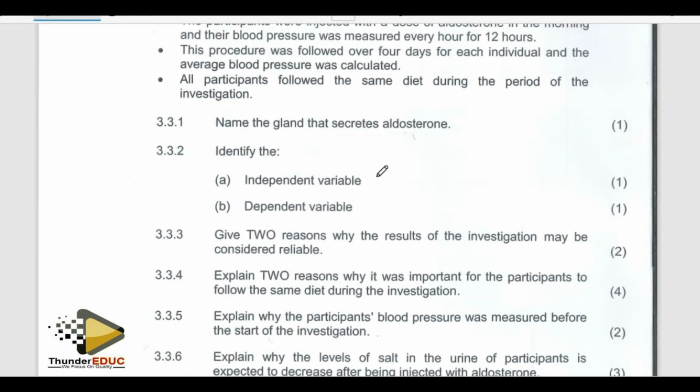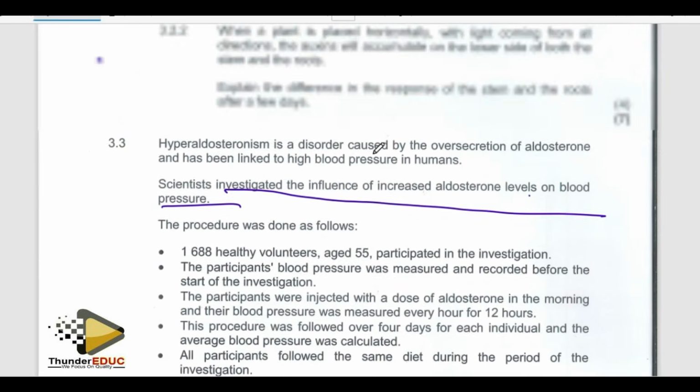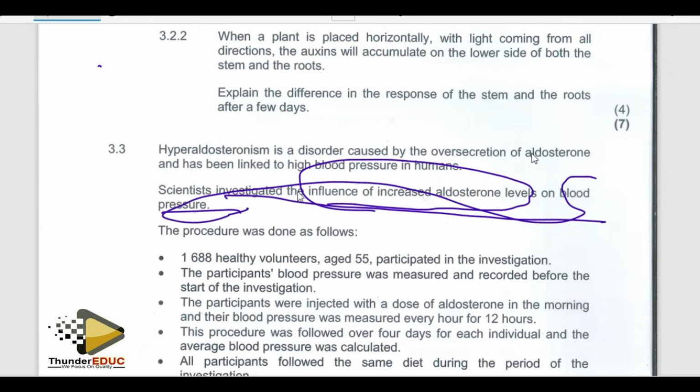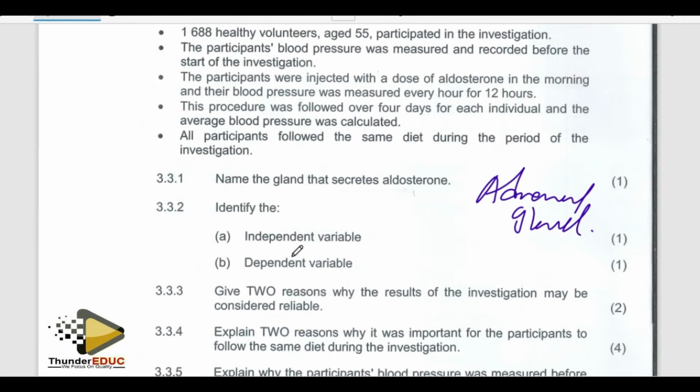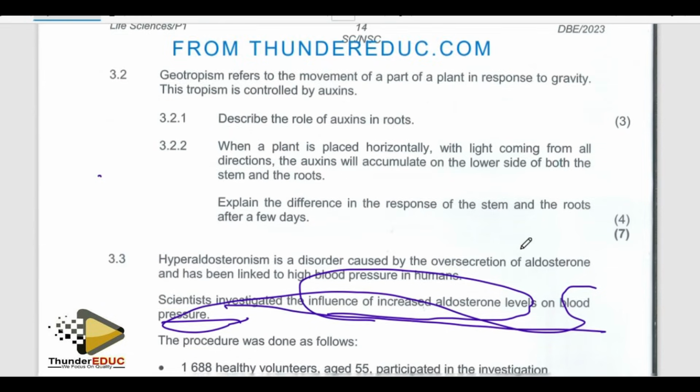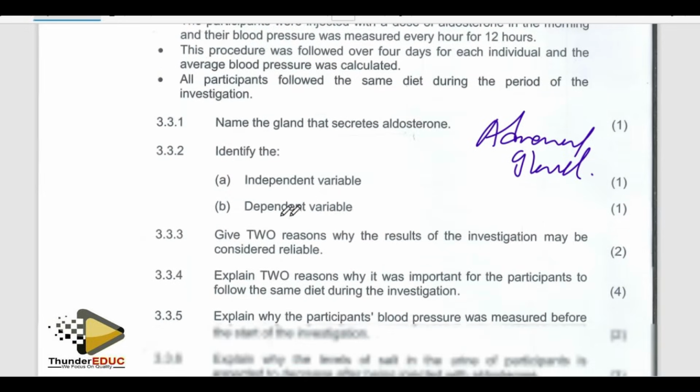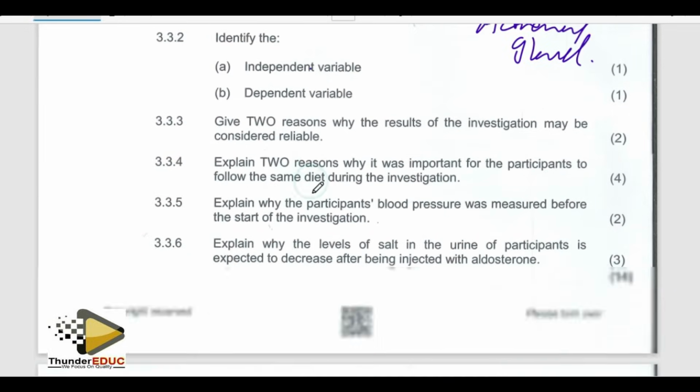Identify the independent variable. Aldosterone is secreted by the adrenal gland. Yes. And then the independent variable: they are saying that they investigated the influence of increase in aldosterone level on the blood pressure. Blood pressure versus influence of increased aldosterone level. This versus this. So it means that blood pressure is being influenced by this. So blood pressure becomes dependent, and the aldosterone level is independent.